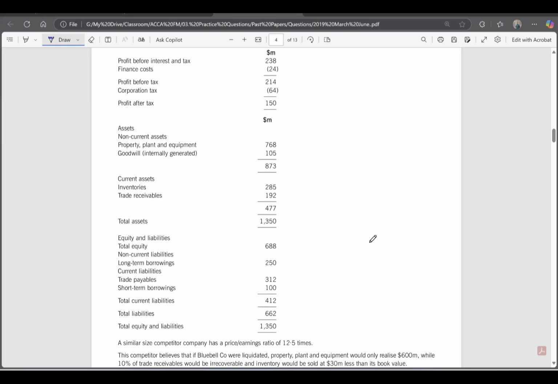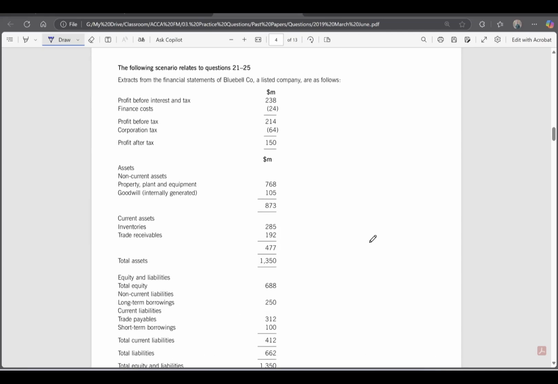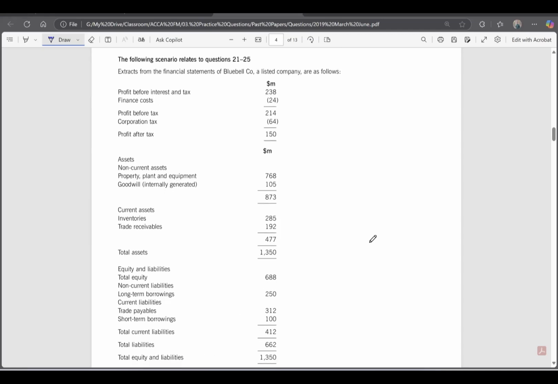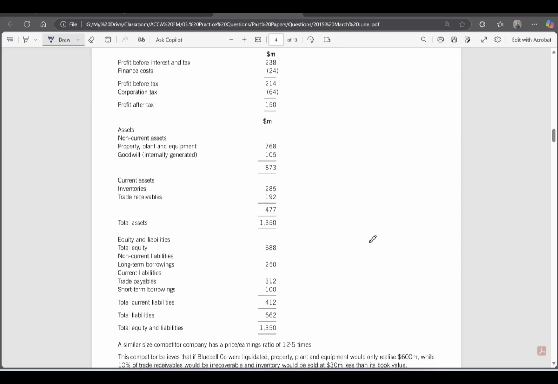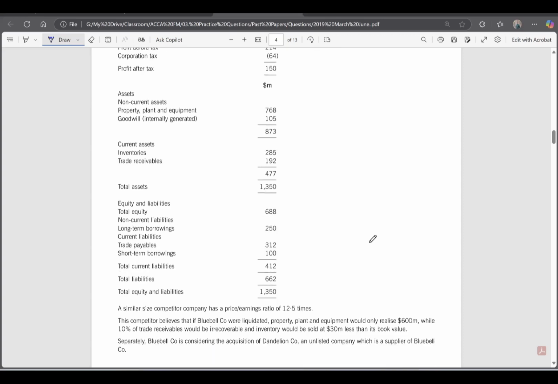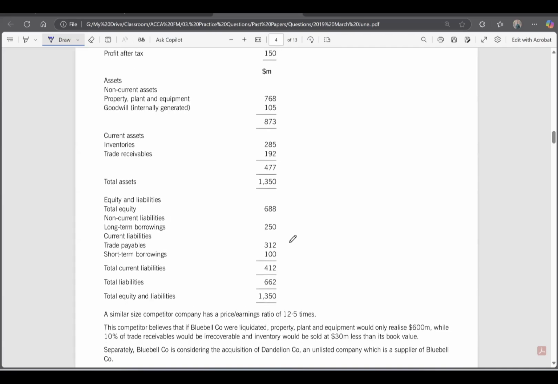Extract from the financial statement of Bluebell Co, a listed company, is as follows. We have information. A similar size competitor company has a PE ratio given. This is for, I think, the other method. The competitor believed that if Bluebell Co has liquidated, property, plant, and equipment would only resell for 600 million only.